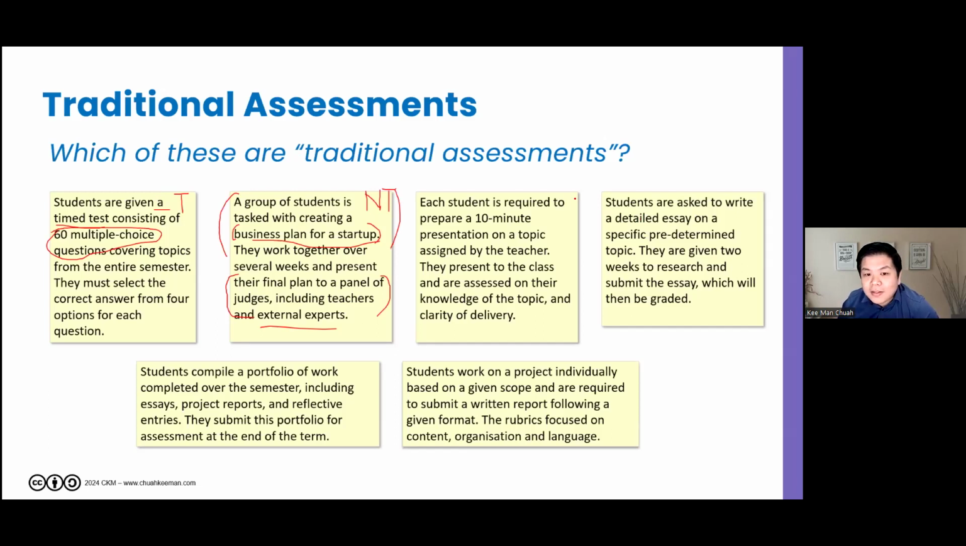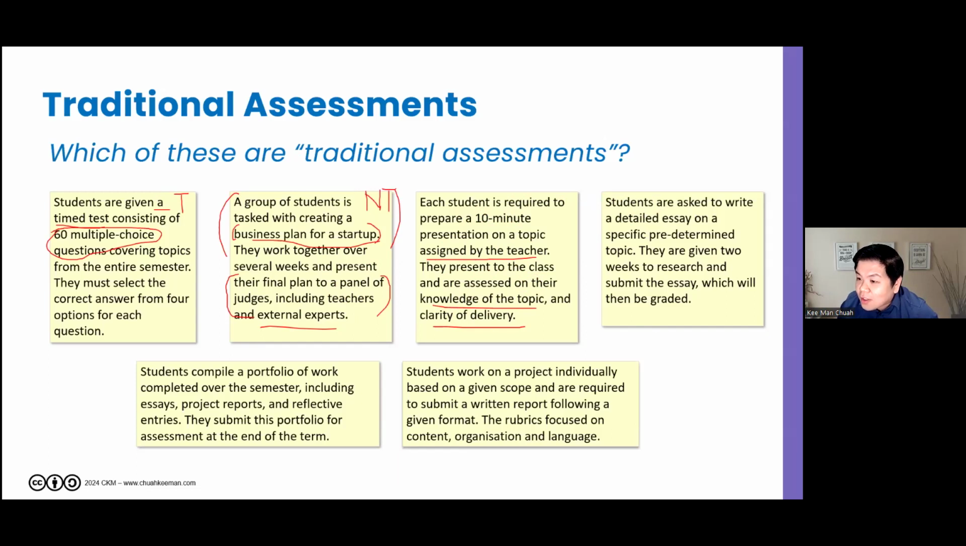Okay, what about the third one? Quite a number of contradicting answers here. Some say yes, some say no, but it will be good to hear from you. Each student is required to prepare a 10-minute presentation on the topic assigned by the teacher. They present to the class and are assessed on their knowledge of the topic and clarity of delivery. What do you think?